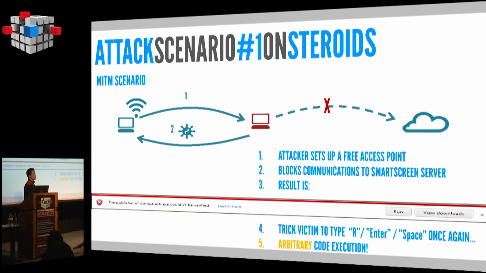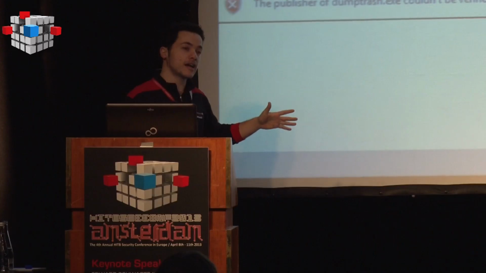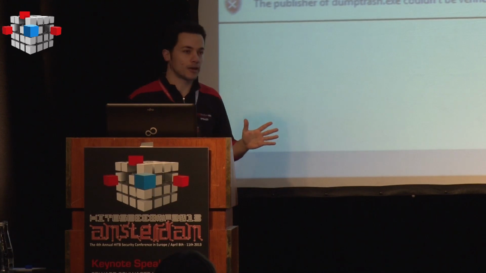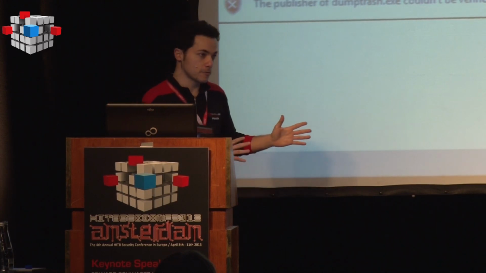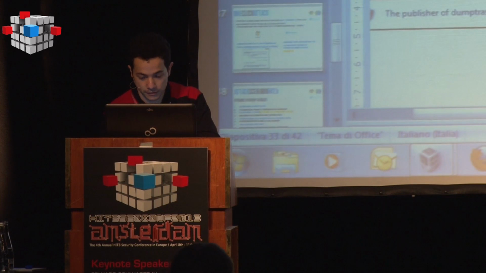But the attacker can hijack any connection and drop any connection to Microsoft. And what is the result? The result is a new notification bar complaining about the fact that it is not able to verify the identity of that executable, but still allowing you to click on the run button. So, if you are able to trick your victim to type the R key once again, you are done. And this time, it's not normal code execution, it's arbitrary code execution. Let's see that in the demonstration.